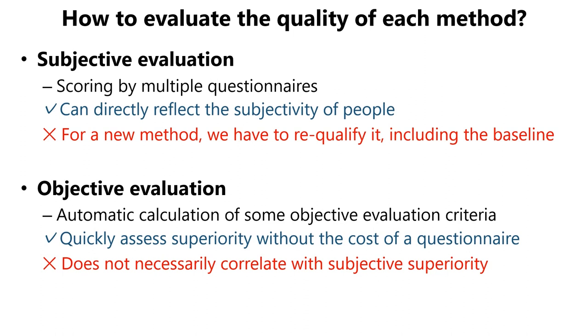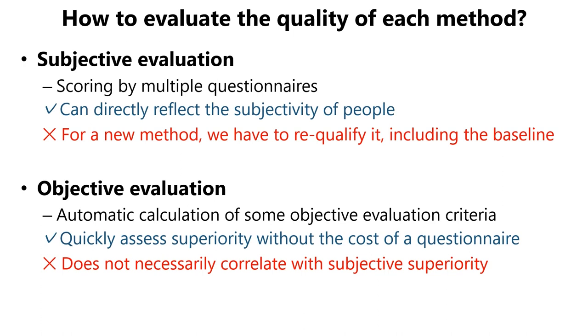On the other hand, objective evaluation means that it is possible to calculate such accuracy as some kind of indicator. The good thing about this way is that we do not have to collect people and take a questionnaire again and again. We can evaluate only whether the score is state of the art or not.